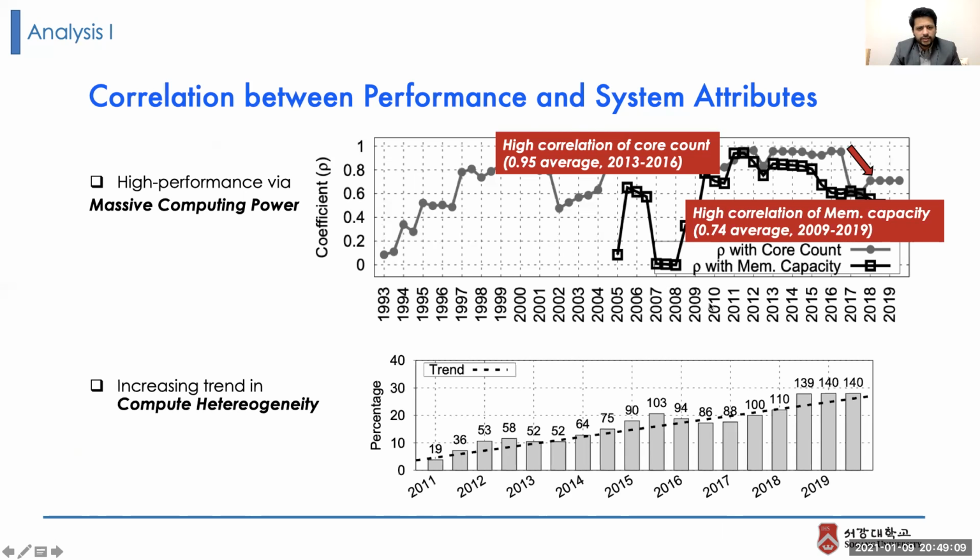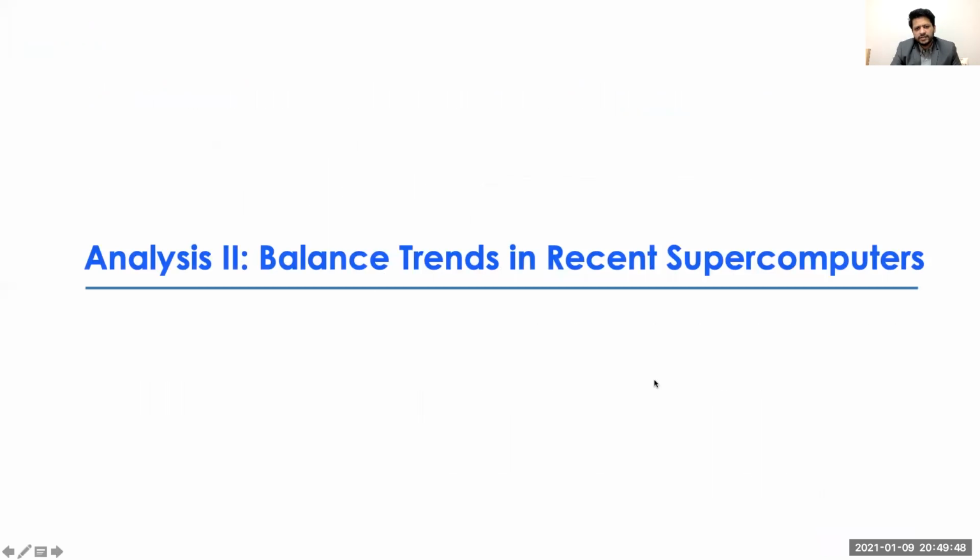The bottom plot shows the percentage of heterogeneous supercomputers, that is, systems with additional accelerator processors such as GPUs, in the recent Top500 listings. For the past 8 years, the number of heterogeneous systems in the listing has steadily increased, by about 5 systems annually. They occupy about 28% of the 500 systems in November 2019. We expect that this increasing trend will continue, particularly for addressing technological limitations and also for controlling the power consumption. Next, I will discuss our second analysis, which is balance trends in recent supercomputers.